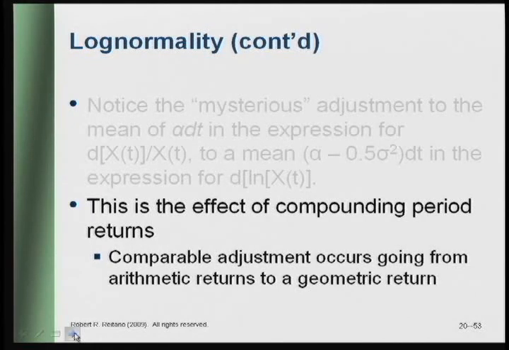That adjustment is the effect of compounding returns, much in the same way that the geometric return on a period is smaller than the arithmetic returns. And the adjustment, the reduction from arithmetic to get geometric return, is in fact an adjustment related to the variability of returns. So it's related to that as well.